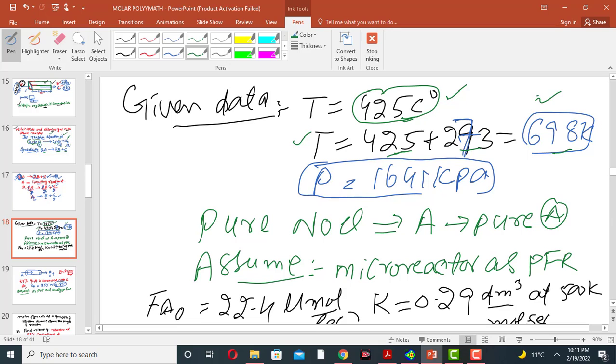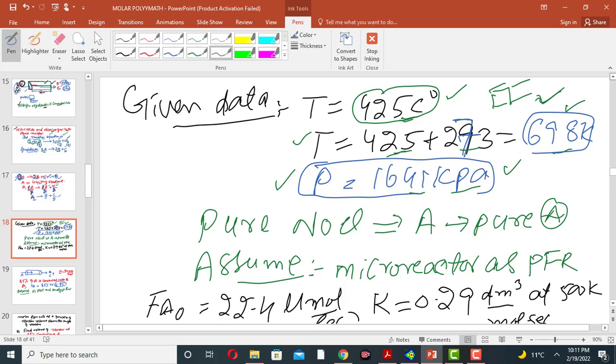So the temperature in the above reactor is 698 Kelvin, and the pressure in the above reactor is 1641 kilopascal.